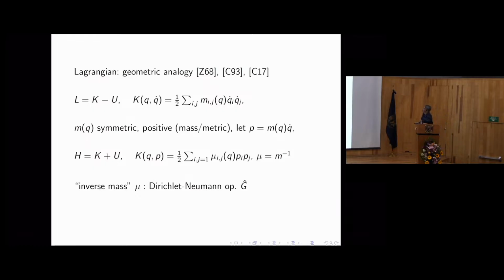And then we are obtaining the Hamiltonian by defining the canonical momentum that involves the inverse of this. So this is very standard. The potential is not so interesting. It depends only on the position. The point is that the analogy is that what appears here as the inverse mass is the Dirichlet-Neumann operator.